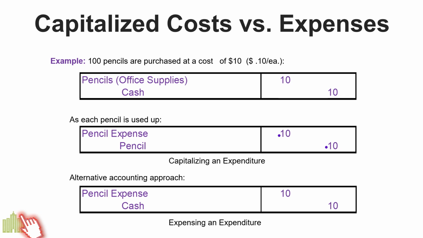But it would be totally appropriate upon the using up of a pencil to credit pencils for 10 cents and debit pencil expense for the related 10 cents. This kind of accounting, in this particular case for pencils, by first recording it as an asset and then reflecting it as an expense as it's used up, is referred to as capitalizing an expenditure.